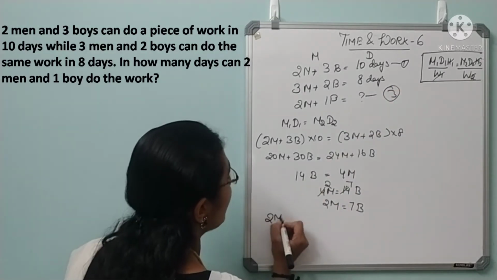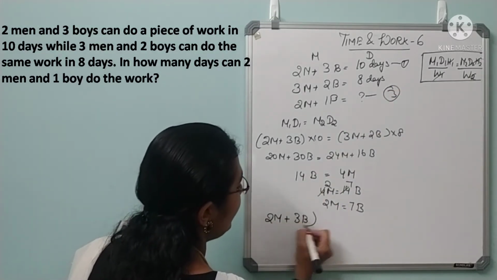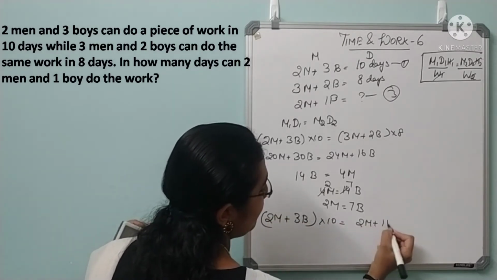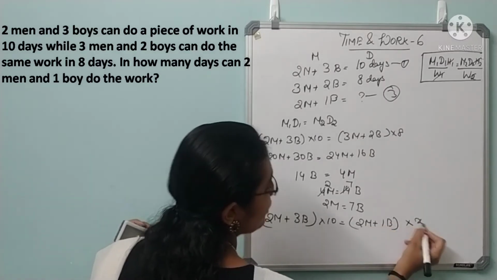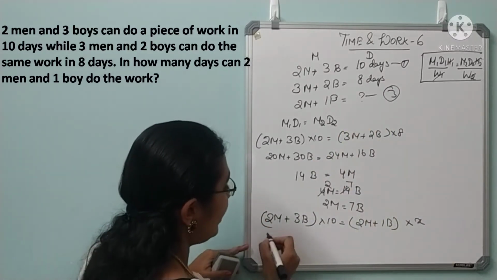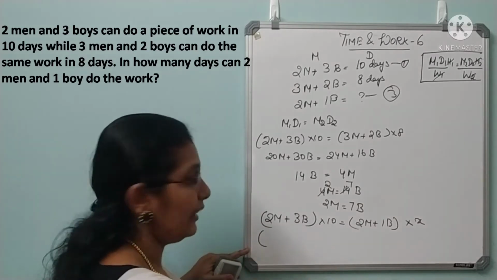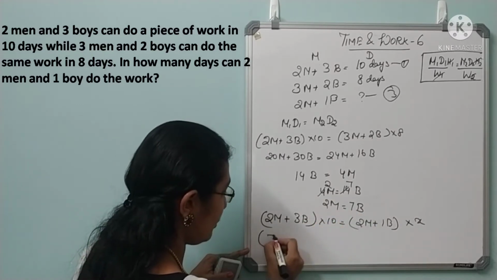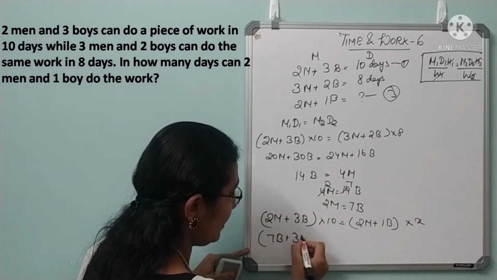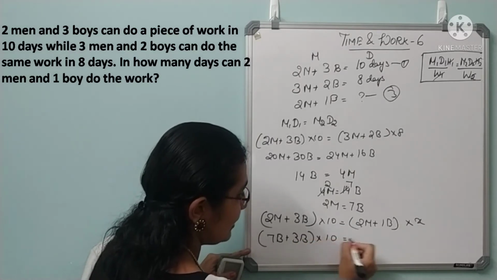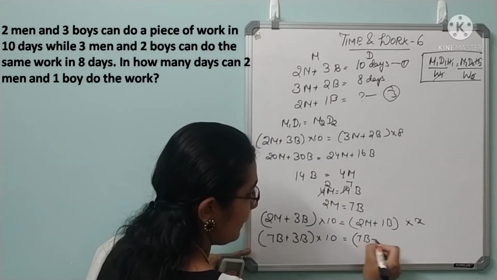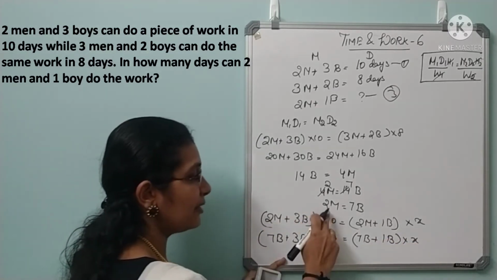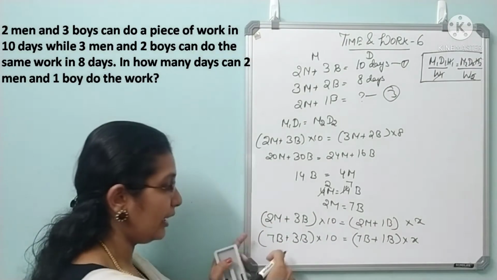So (2 men plus 3 boys) into 10 is equal to (2 men plus 1 boy) into x, alright? Because we don't know the number of days. Now we'll have to convert everything into men, or else everything to boys. So 2 men is equal to 7 boys. So (7 boys plus 3 boys) into 10 is equal to (7 boys plus 1 boy) into x. Clear with this step? I have just substituted 7b instead of 2m, okay, on both sides.